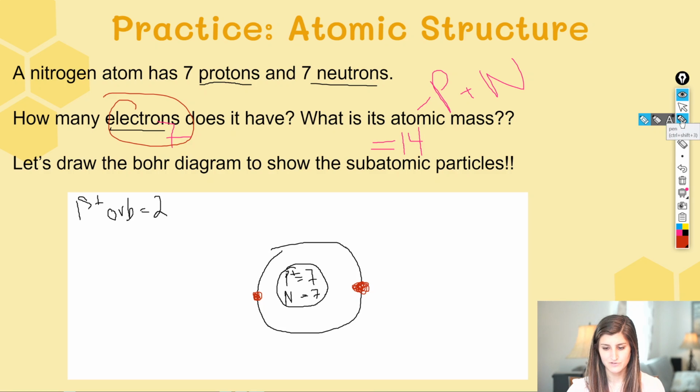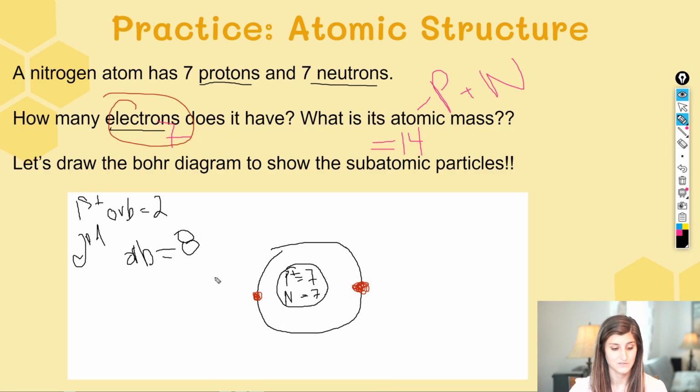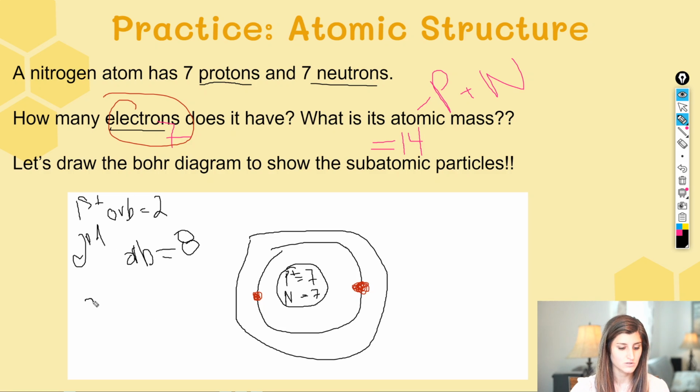Now if we used up 2 of them, we have to figure out how many our second orbital is going to have. What's the max number of the second orbital? It can be a max of 8. That doesn't mean it will have a max of 8. We need to figure out for nitrogen specifically how many that second orbital will have. We know we are going to need a second orbital, at least 1, right?